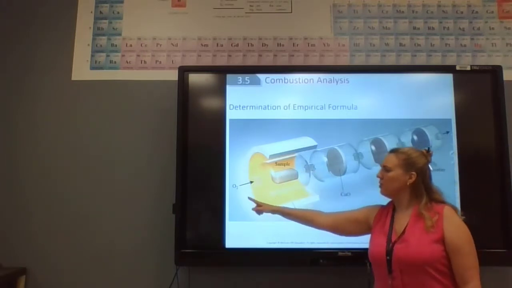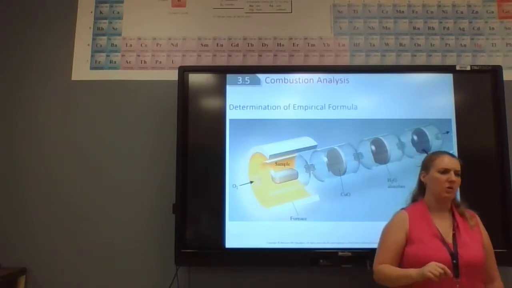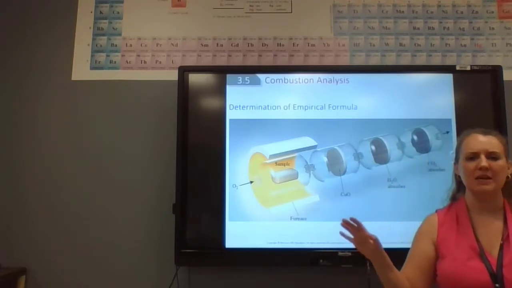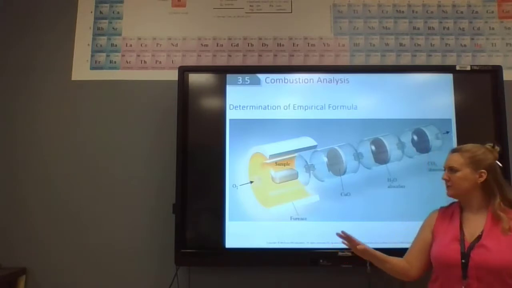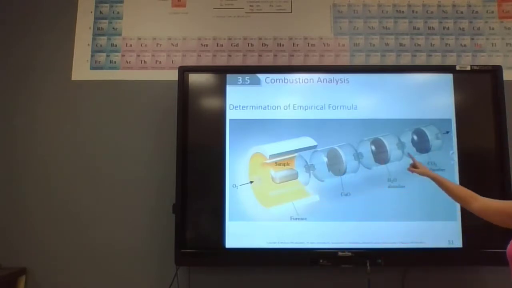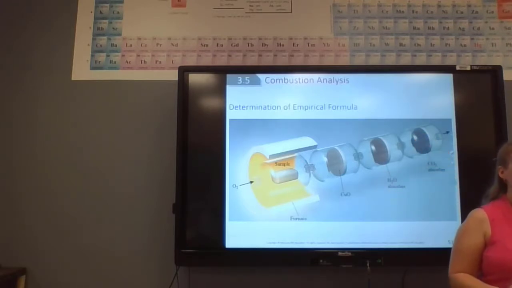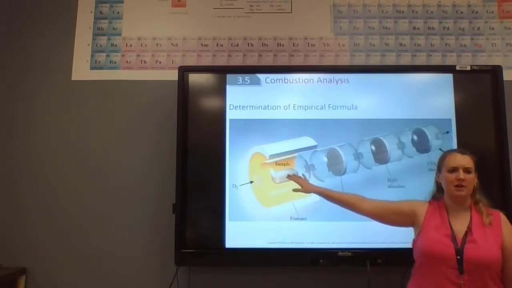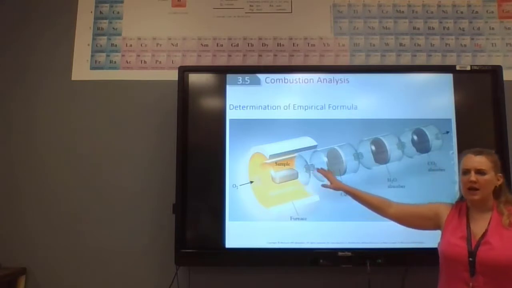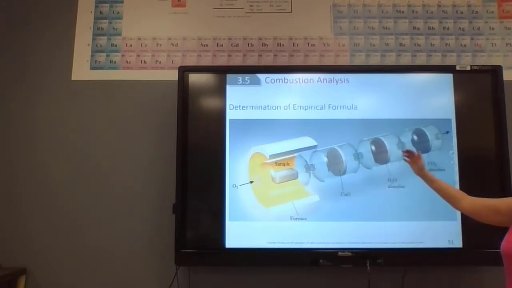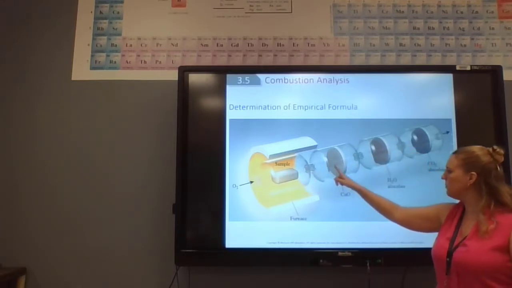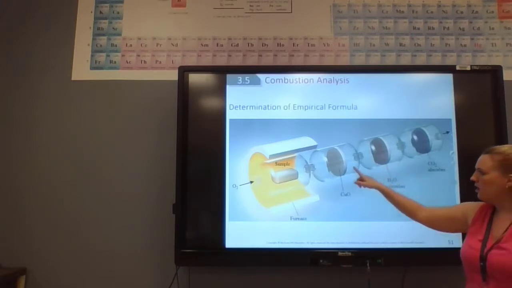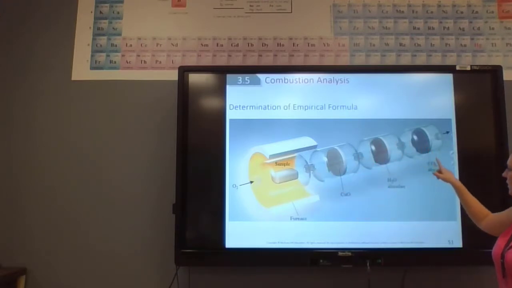As I burn it, we're going to pump in oxygen. We're going to burn it until the sample is completely combusted, completely gone, nothing is left. Now it's going to go through a series of filters. This filter right here is a water absorber, and then the second filter is a carbon dioxide filter. So 100% of the mass of my sample is gone at the end of the combustion, and I end up with all of the hydrogen from my sample over here in the water, all the carbon from the sample over here in the carbon dioxide.